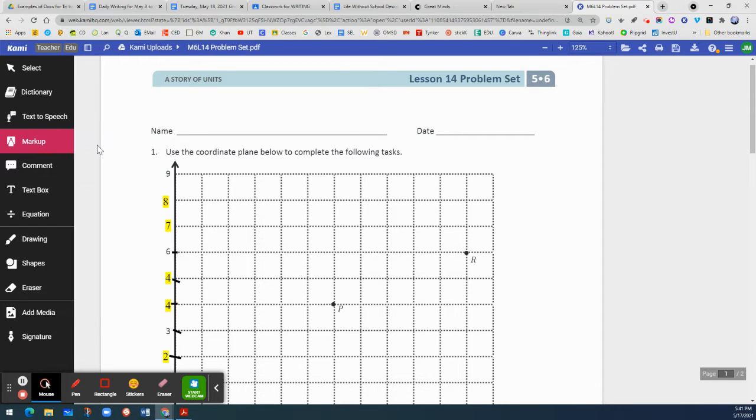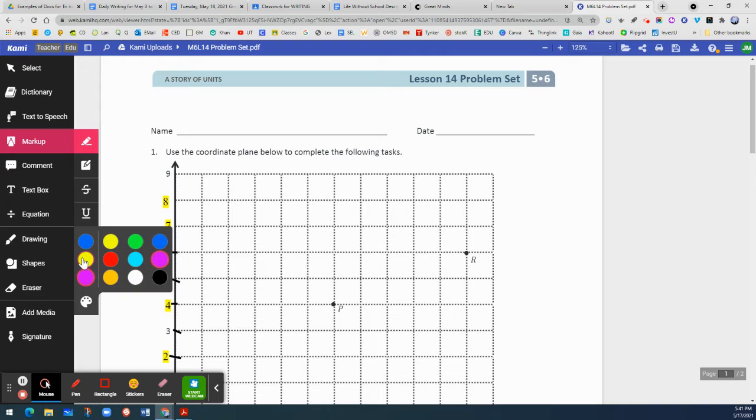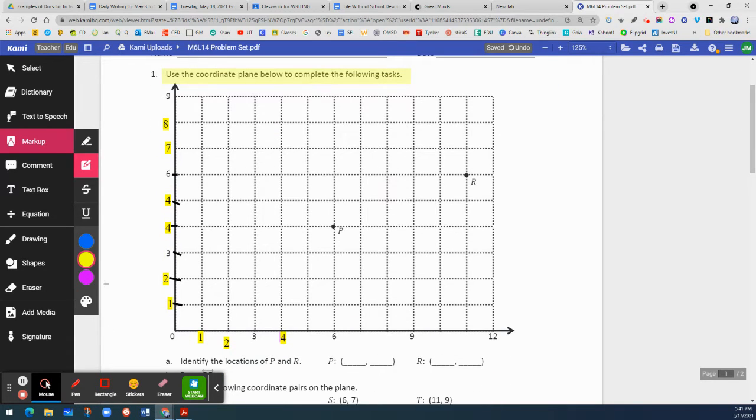Here are the instructions. Use the coordinate plane below to complete the following tasks. Okay, so we are going to do that right now. Let me just use the box right here. So these are the instructions. And I want you to notice something.